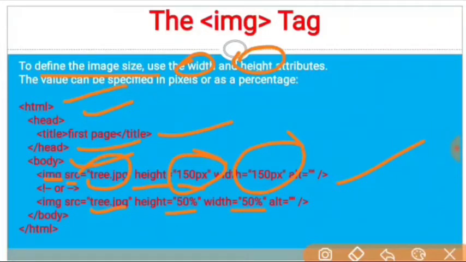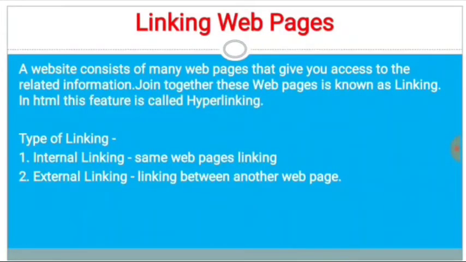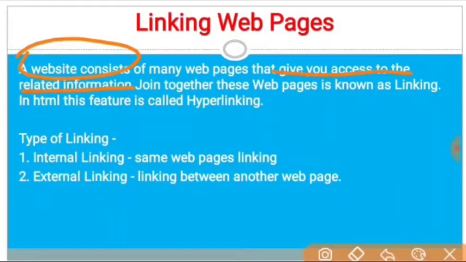And linking web pages, you can link one web page to another. Now try to understand what is linking. So a website consists of many web pages like this, right? That gives you access to the related information. To join together these web pages is known as linking.